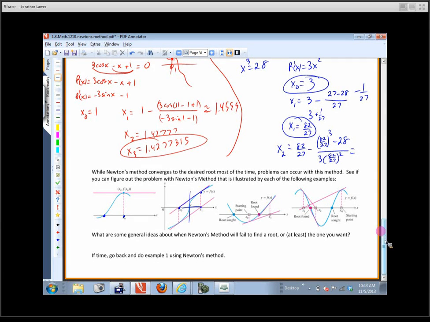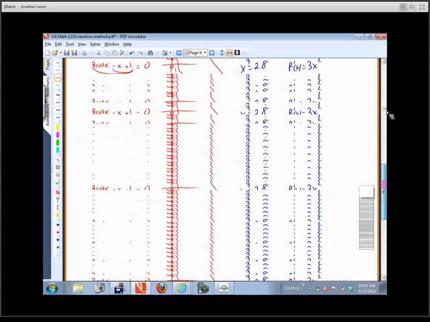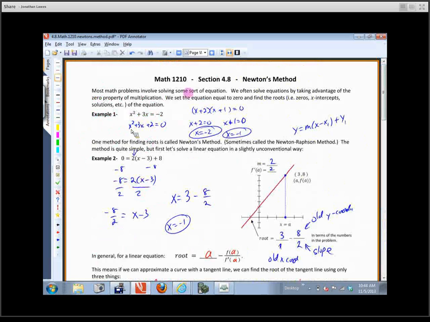So this one had 2 very nice answers. If we were going to solve this using Newton's method, we'd need a function, and what would that function be? X squared plus 3x plus 2. We've got to set it equal to 0. And then our derivative would be 2x plus 3. And then take a guess. You could guess 0. If you guess 0, which one's it probably going to find? It's probably going to find the negative one.